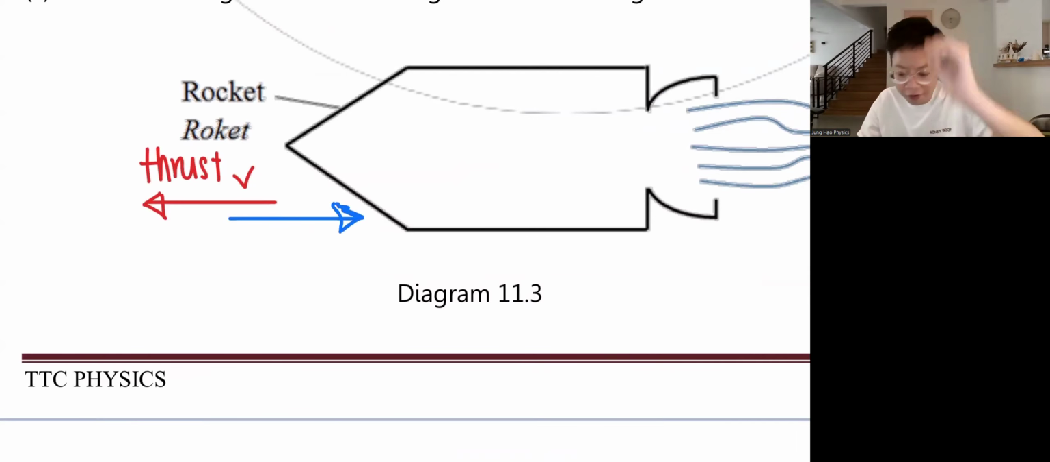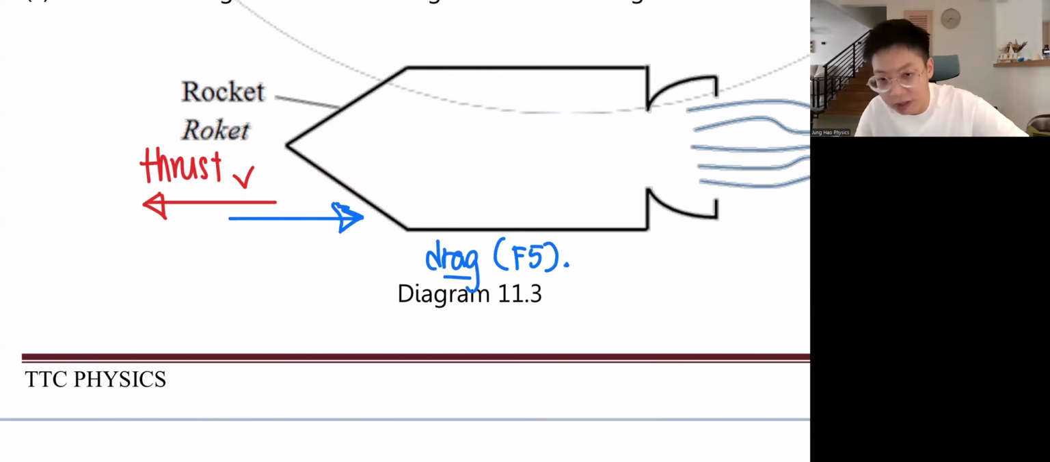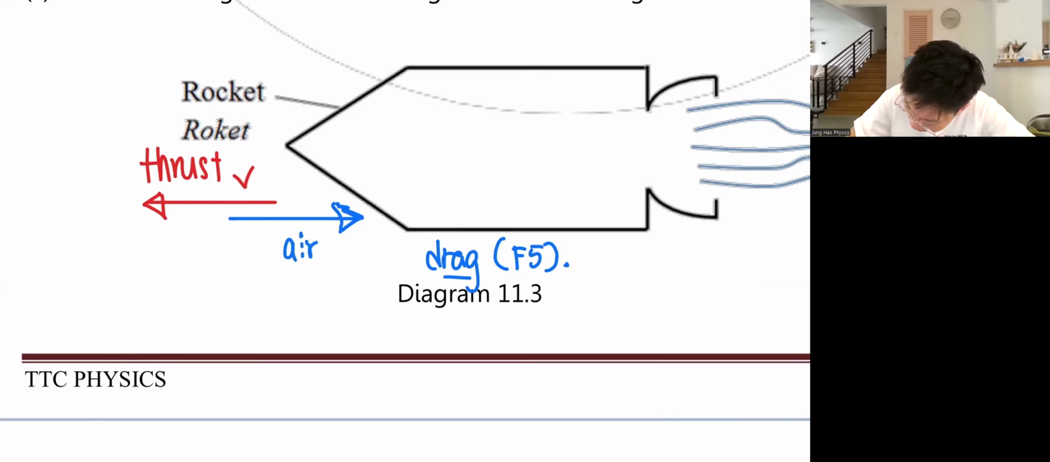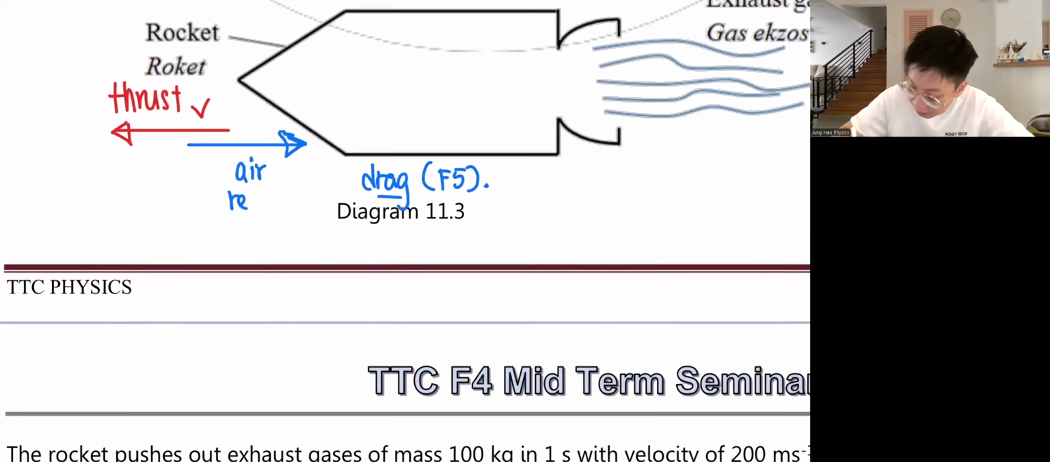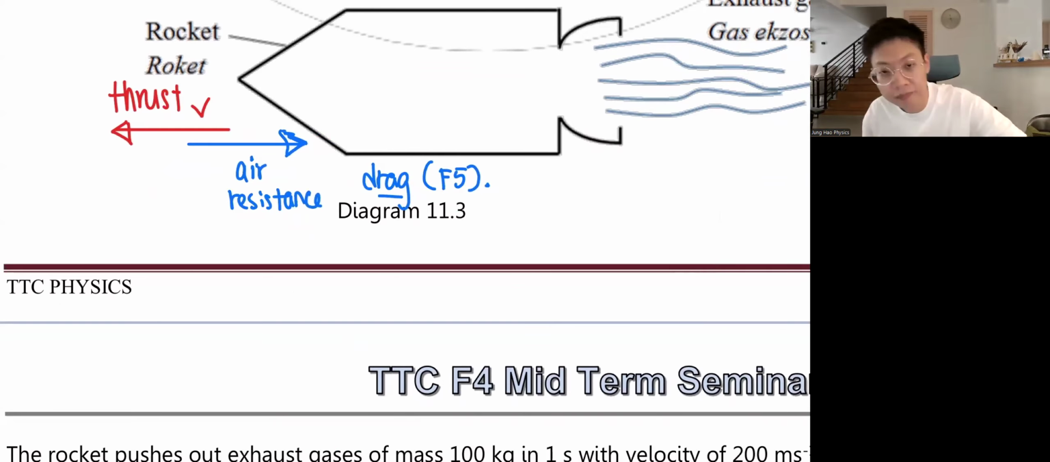Okay, Jin Xiong, very good. You can call it drag, but usually Form 5 students use drag more often. We usually say air resistance, but drag is also acceptable. So if you ask me, teacher, do you accept drag or not? I accept. Okay, so this is air resistance.